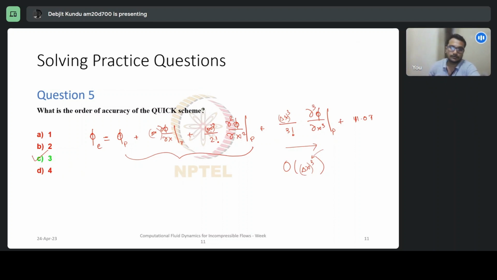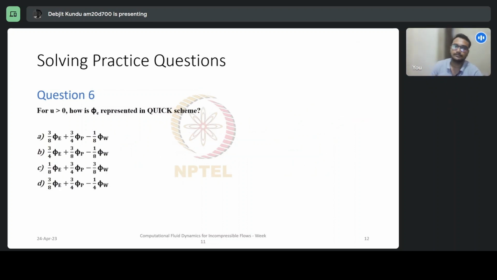Alright, so we will move on to question number 6 of today's session, which is asking us that for u greater than 0, how is phi e represented in the QUICK scheme? There are 4 options given below.